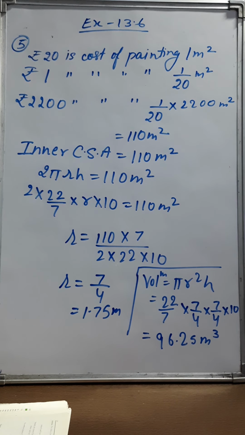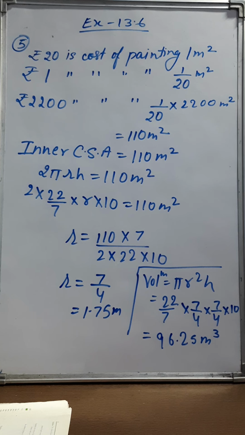Question number 5 says, it costs rupees 2200 to paint the inner curved surface area of a cylindrical vessel 10 meter deep. The cost of painting is at the rate of rupees 20 per meter square. Find first, the inner curved surface area of the vessel. Second, the radius of the base. Third is the capacity of the vessel.